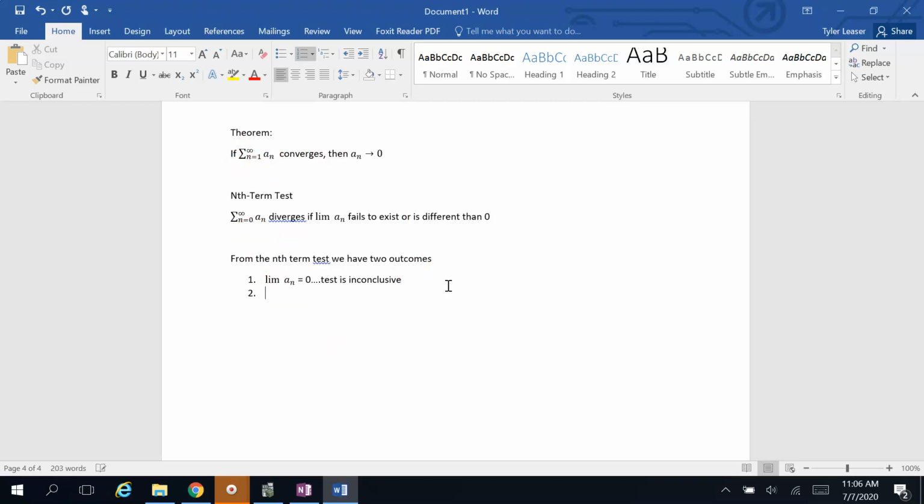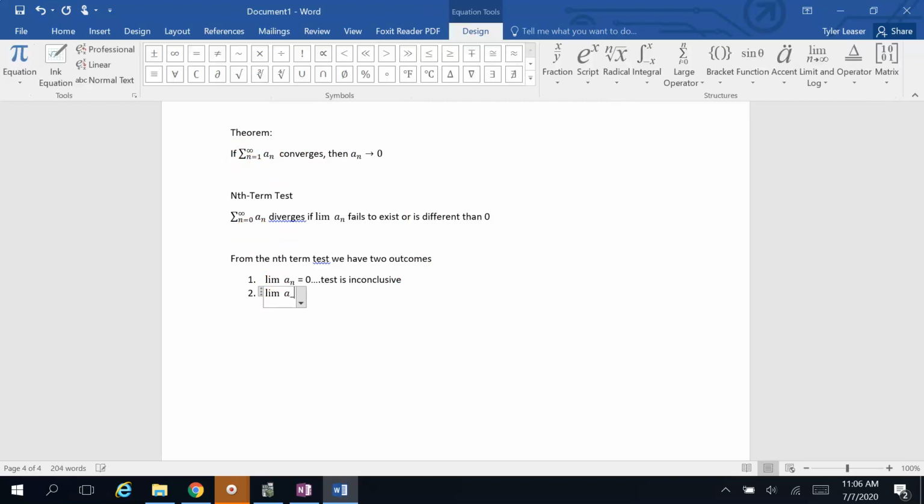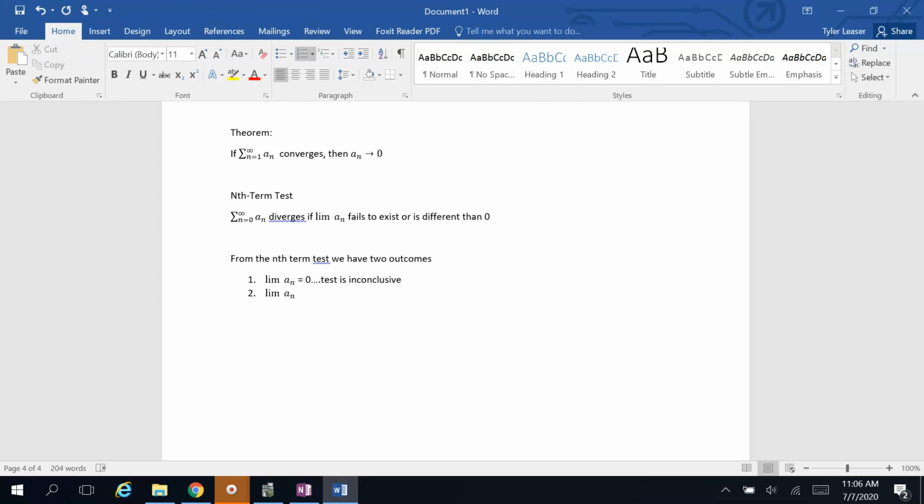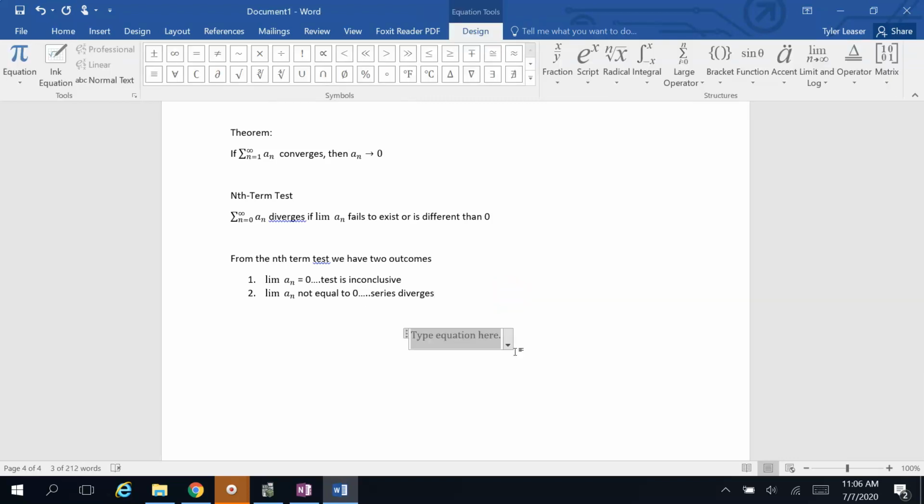The second outcome is that you calculate the limit of a sub n and it is not equal to 0. If that is the case, then you can say that the series diverges. But those are the only two outcomes of the nth term test. The nth term test never tells you if something converges. It only tells you if it diverges or if the test is inconclusive. Cool. Let's look at some examples.